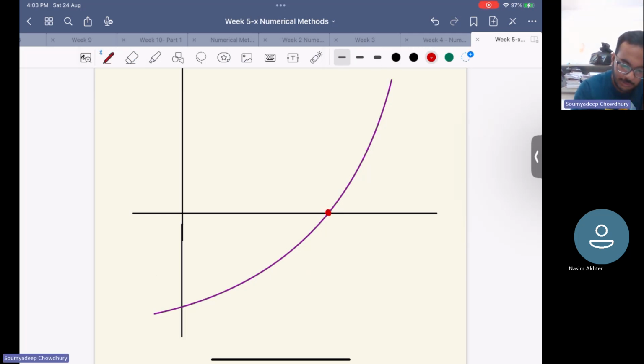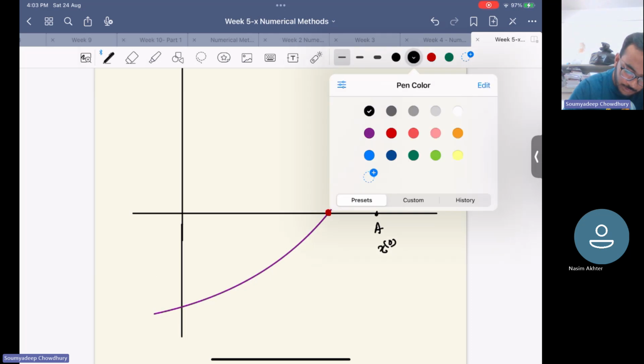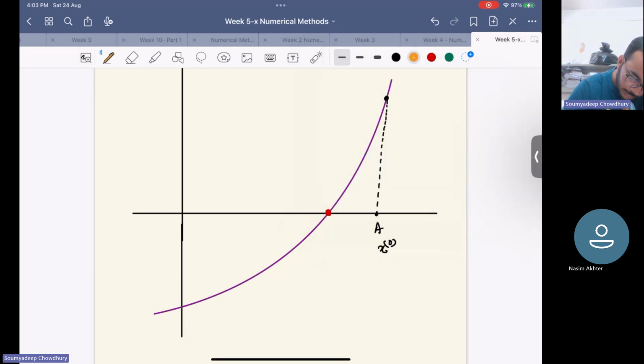I'll start with an initial guess, which will be given because it is an open method. One initial guess will be given to me, right? Suppose this is my initial guess, which is x0. What we will do here basically is first we'll draw a vertical line to this and try to find the tangent to this point. Here, if you find the tangent, it will look something like this. It is not perfect, I know. Then basically we extend this tangent.